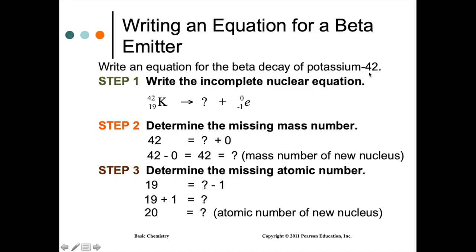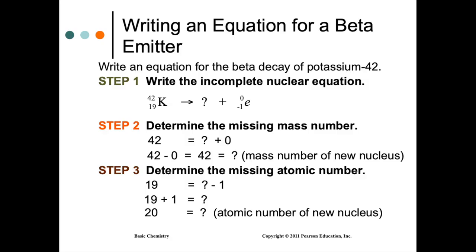Please, by the way, don't use the most common mass number in your periodic table. That's the average atomic mass of all isotopes of potassium, right? So you want to use the mass number of this particular isotope, which happens to be 42. This mass number has to be a whole number, and in this chapter it probably won't be related to the average atomic mass that you see in your periodic table.